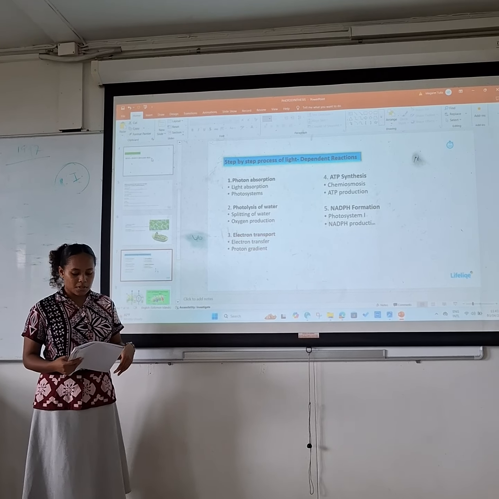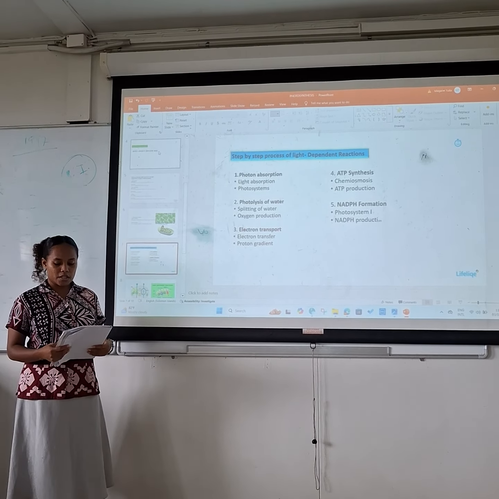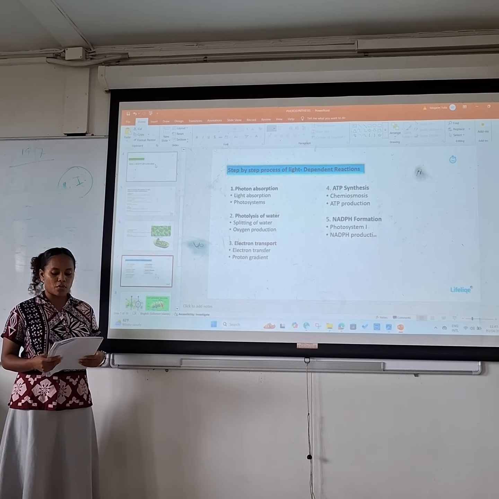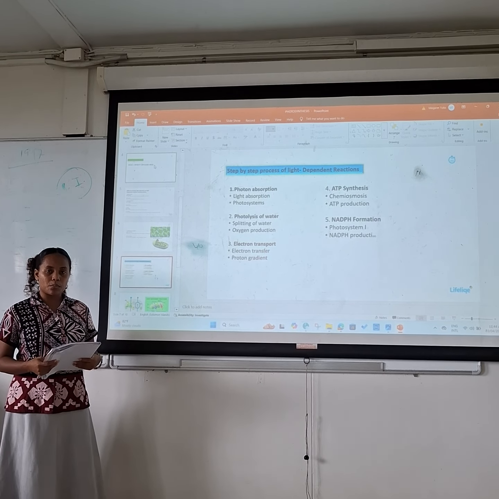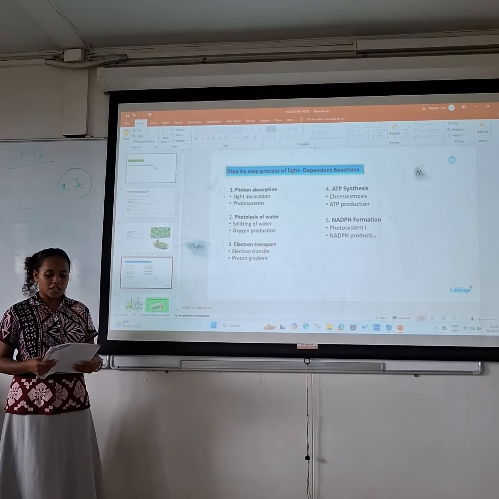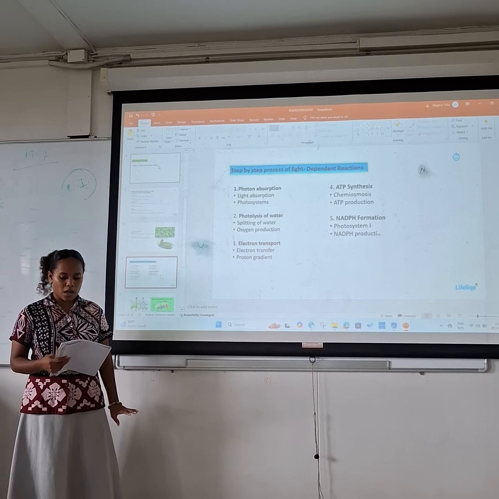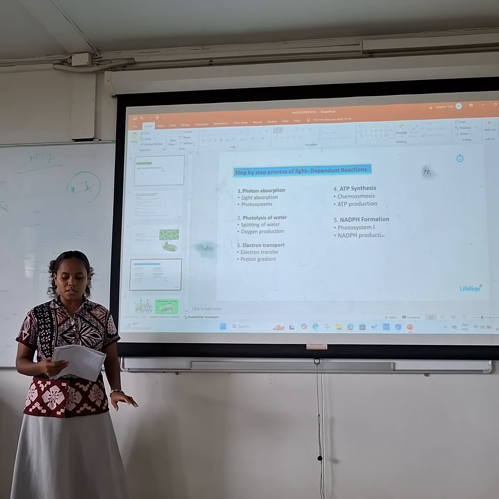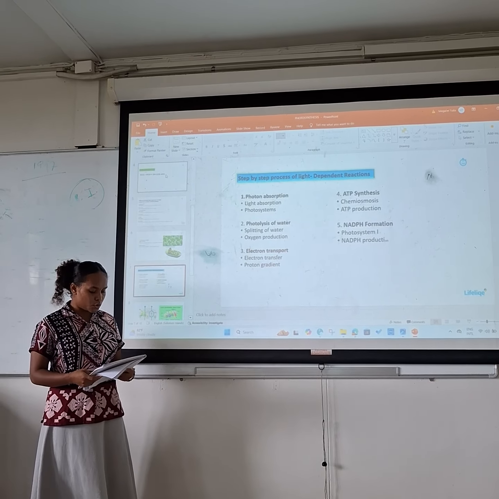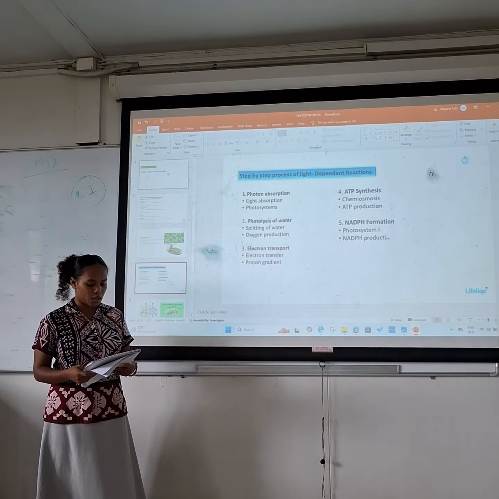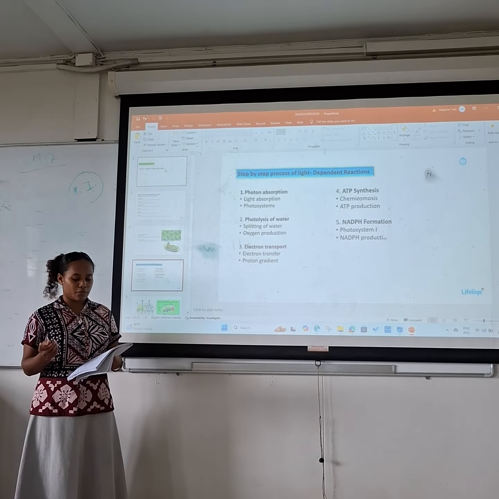For photosystems, the absorbed light energy is transferred to the two types of photosystem, photosystem 2 and photosystem 1. Each photosystem contains a reaction center where the energy is concentrated. For step 2, photolysis of water, the splitting of water.